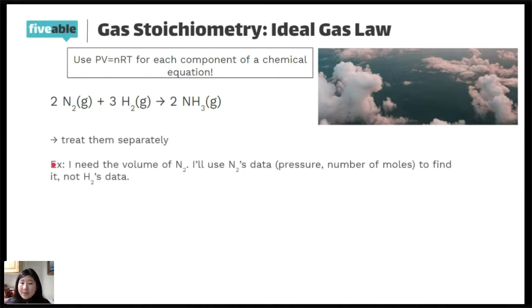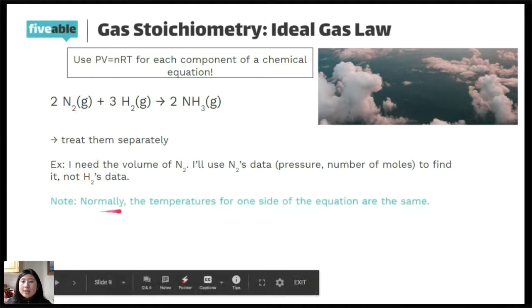So for example, let's say I need the volume of nitrogen gas. I'll use nitrogen gas's data, which is the pressure and the number of moles, to find it. So I'll have to use nitrogen's data in order to find its own volume, not hydrogen's data. I can't use hydrogen's volume or hydrogen's pressure or hydrogen's number of moles in order to find nitrogen's volume.